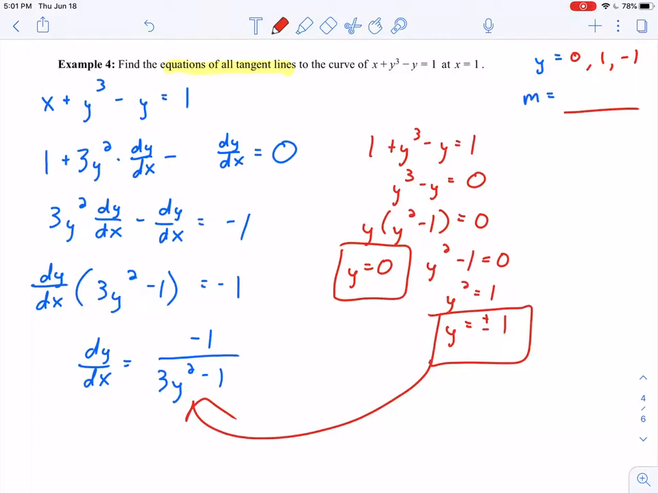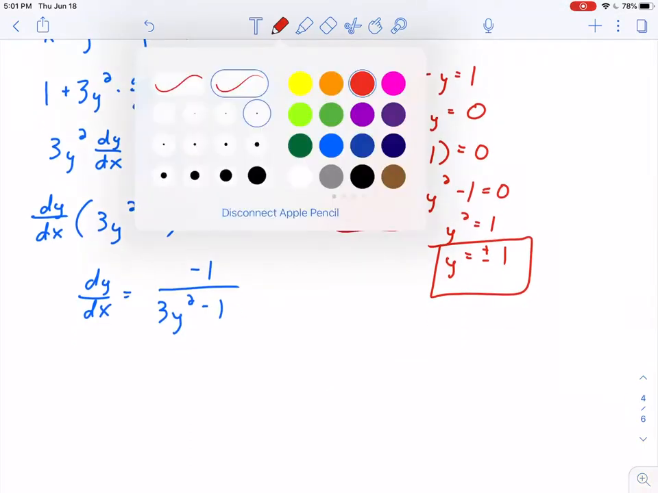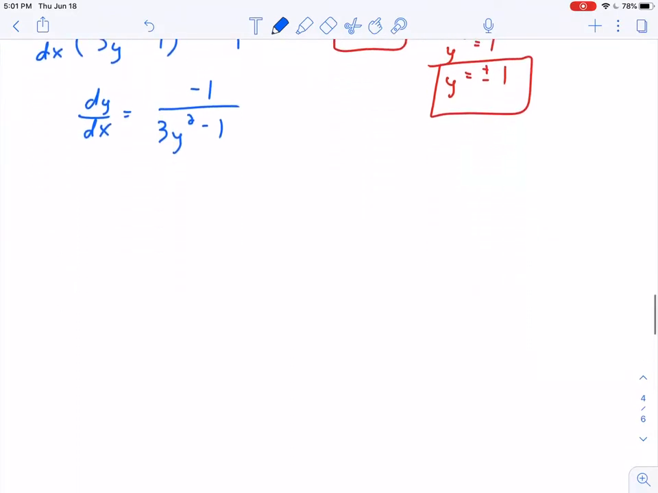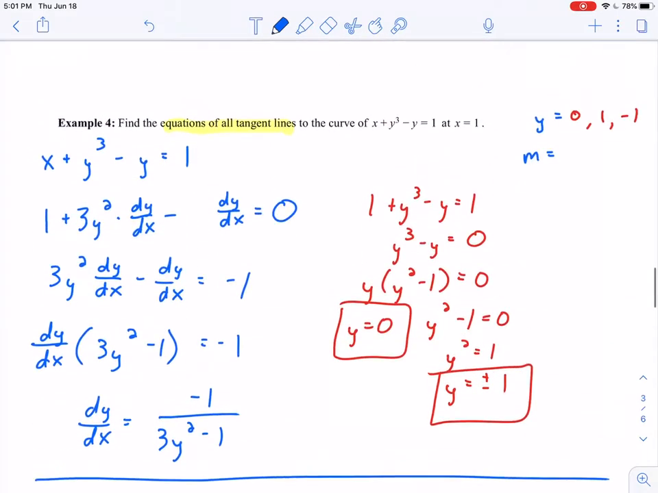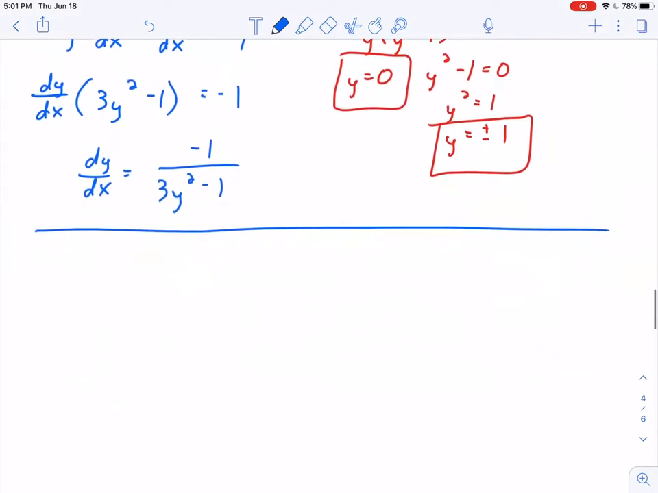So what I'm going to end up with is 3 different tangent lines, 3 different equations of 3 different tangent lines. I've got to do them all. Okay, let's break this down. Let's see, we have 3 points. We're working with x is always 1, but y is either 0, 1, or -1. So we really have 3 points.